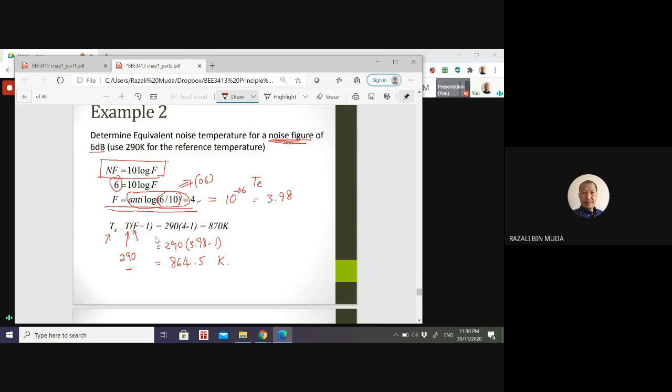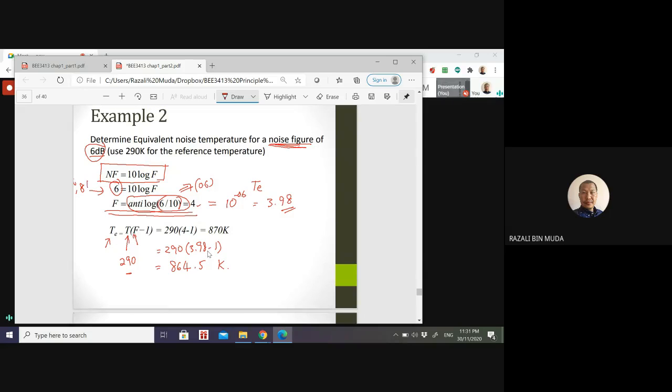So make sure you're using your calculator and always take 2 decimal points for your answer. In the exam, you might see this question but with a different value here. Instead of 6, maybe 8, 10, whatever, and maybe this value also changes. Instead of 290, you might use 300 Kelvin as the reference temperature. So you will get a different value.